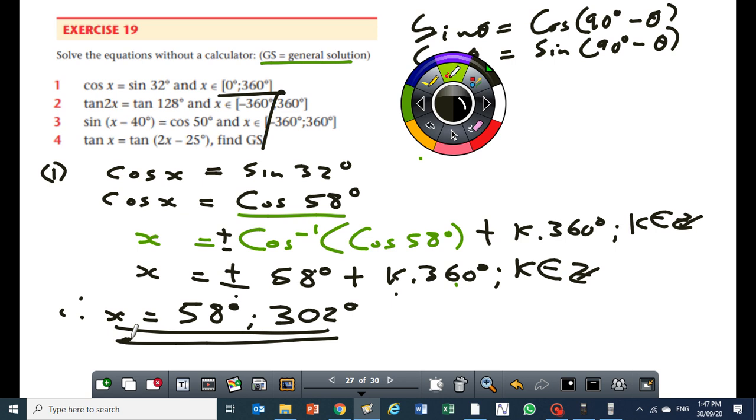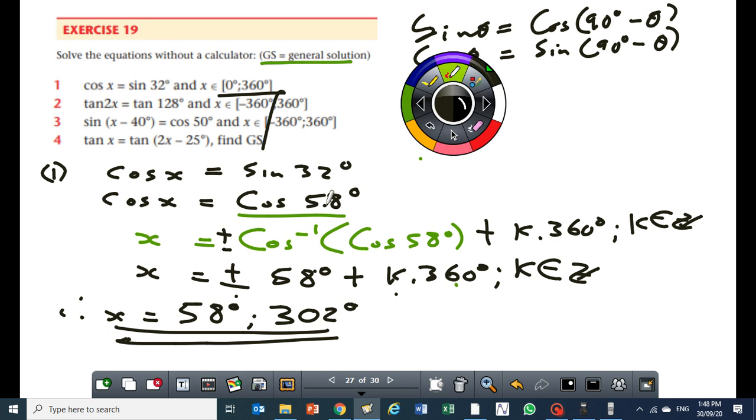Yes? So, why is cos x equal to cos 58 instead of cos 32? Why is it cos 58 and not cos 32? So are you saying, why is cos 58 not equal to cos 32? Yes. Okay.